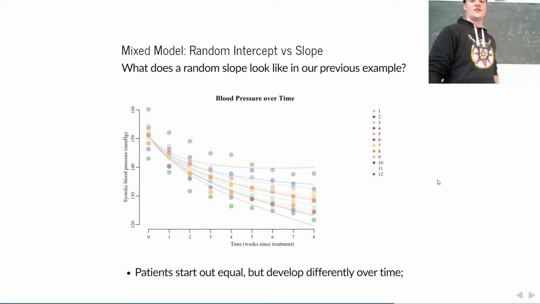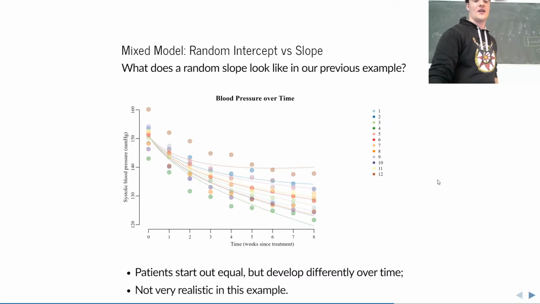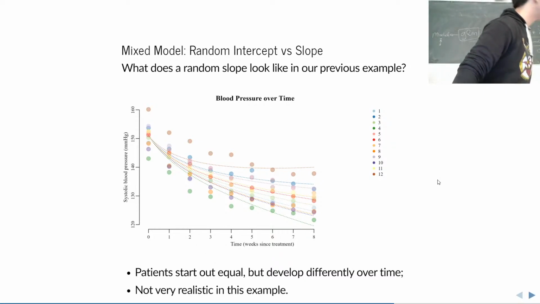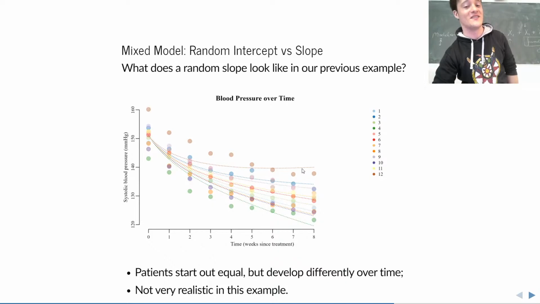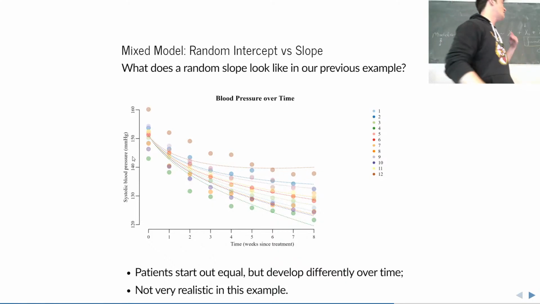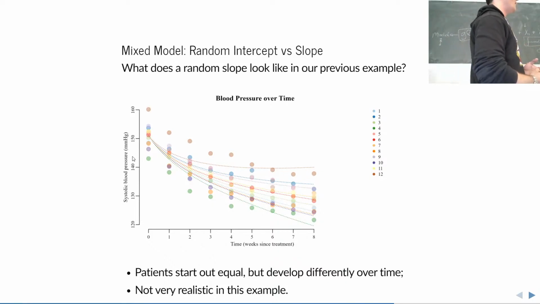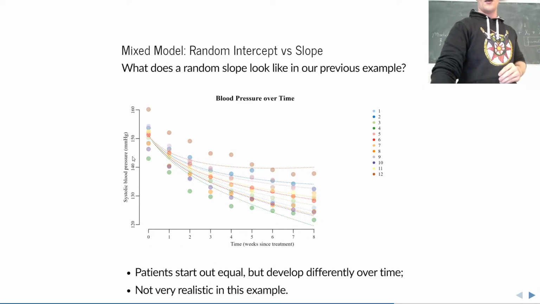Okay, patients start out equal but develop differently over time. In this case, it doesn't look very realistic. The data suggests otherwise, right? Because they look quite different over here, and these lines, those curves, sorry, that are being estimated, don't really look like what we see in the dots. So it's not a good model in my opinion.